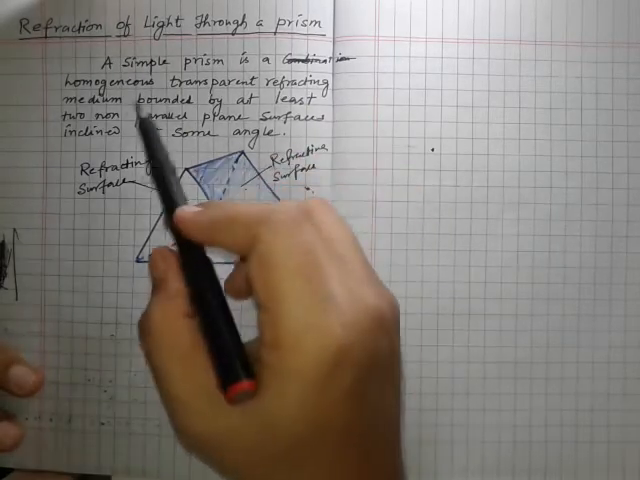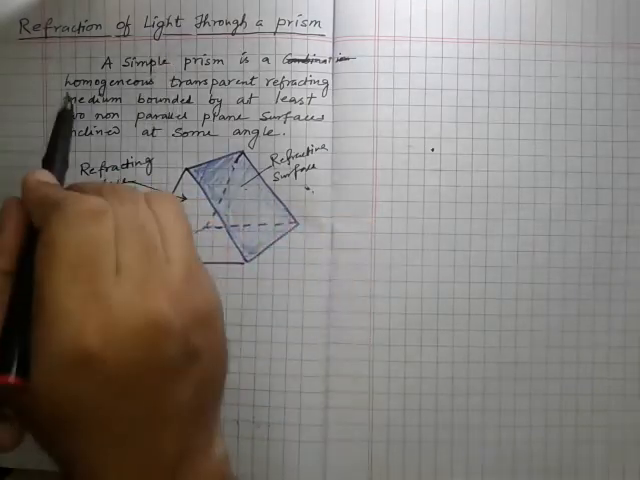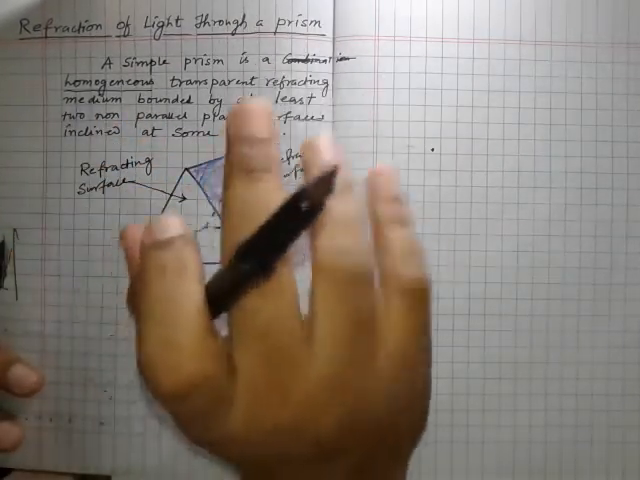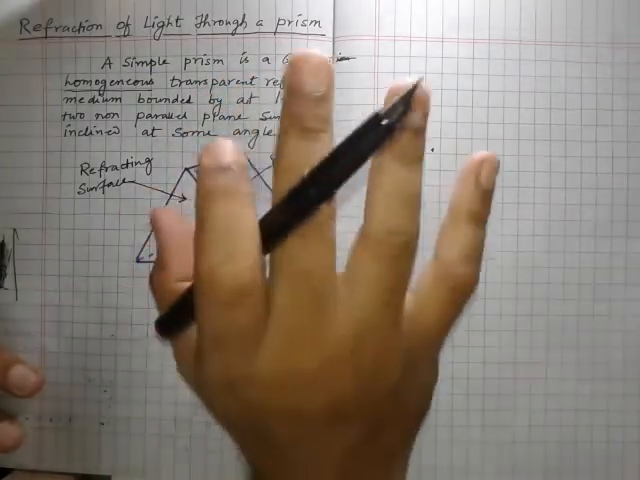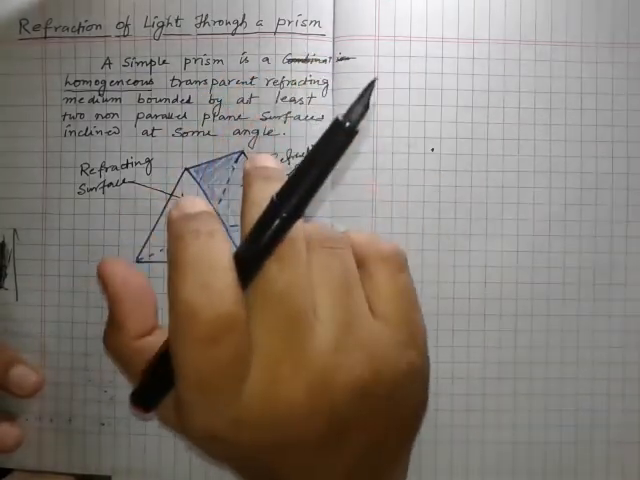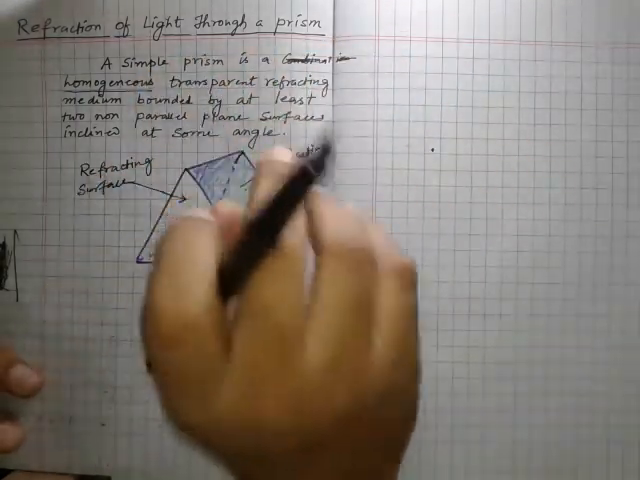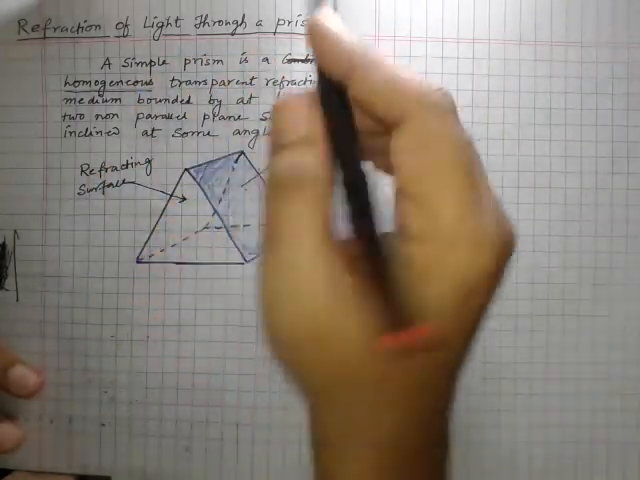So what is the definition given? Homogeneous. What is the meaning of homogeneous? Homogeneous means it is made uniformly. It is made with a particular material like glass. That is called homogeneous. There is no change in density or anything. They are completely made with the same material. That is called homogeneous.